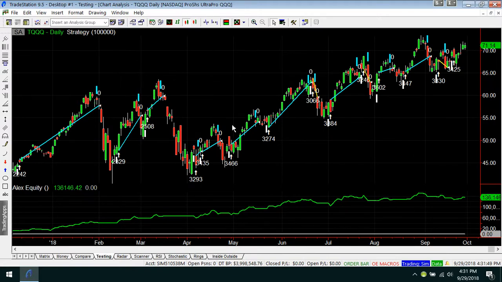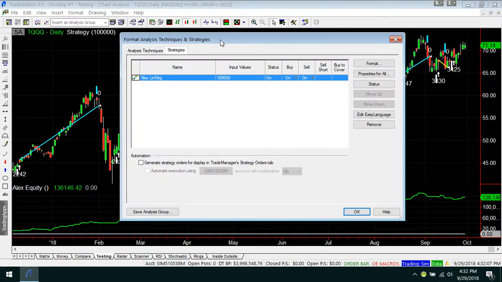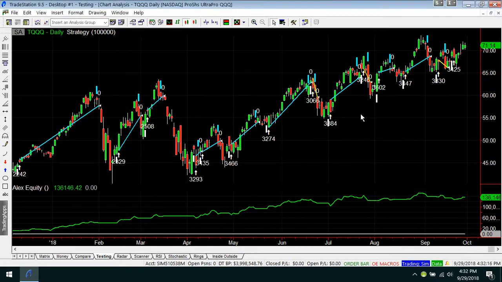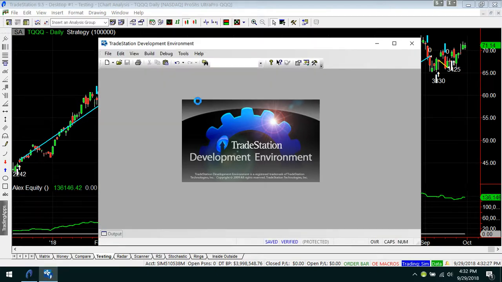It's quite straightforward. It uses something called the linear regression angle. And the name of the strategy is actually called LinReg. I'll show you right here. LinReg, that means linear regression angle. And we can look at the easy language for those of you who want to see that. I'll put something on the chart here in a minute to make it a little clearer.